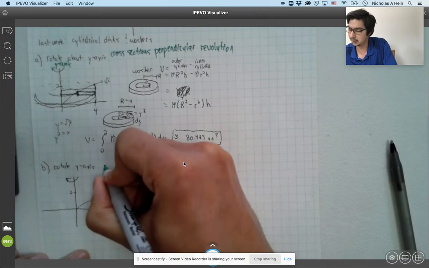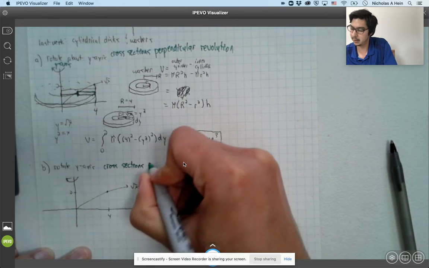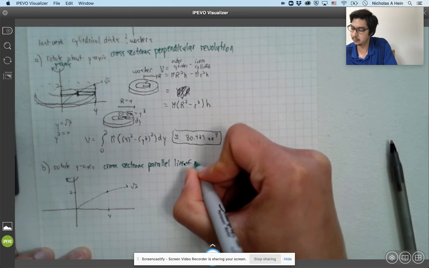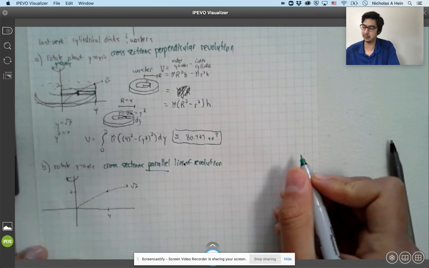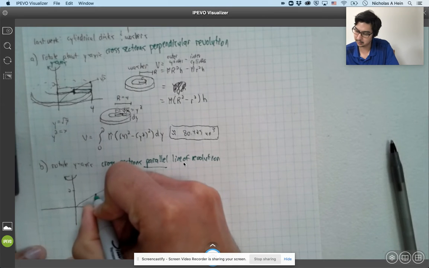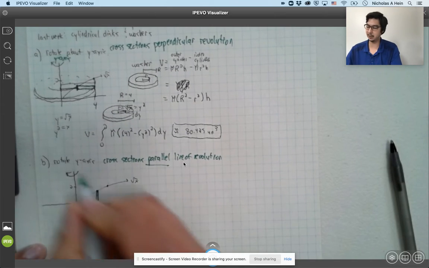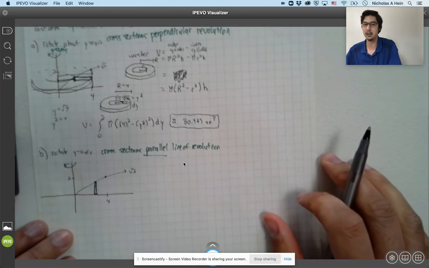So now our cross sections are parallel to the line of revolution. And that's different. So instead of cutting it this way, we're going to cut small cuts this way. Okay. Now we're still revolving it around. So this is the visual part that gets a little bit tricky.